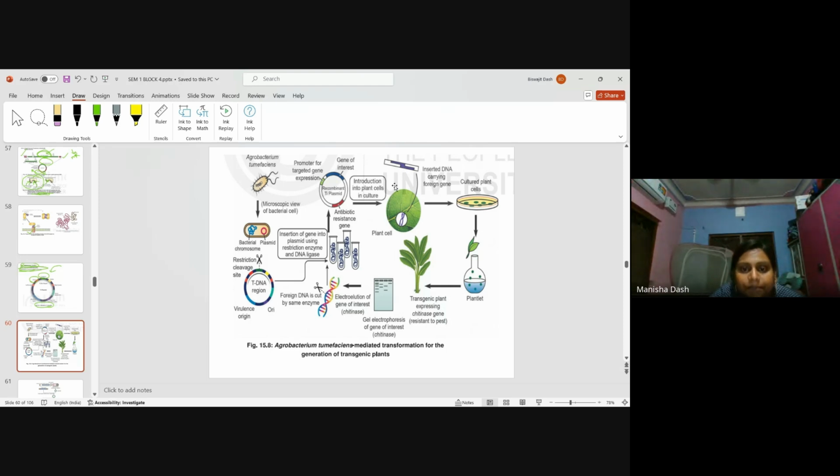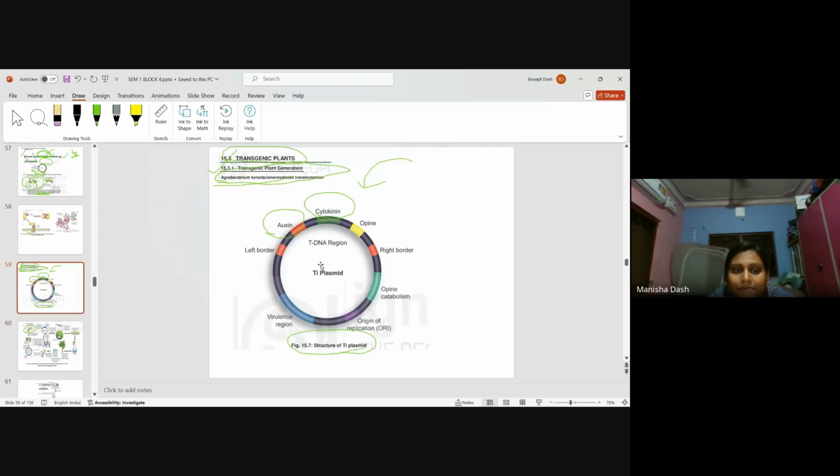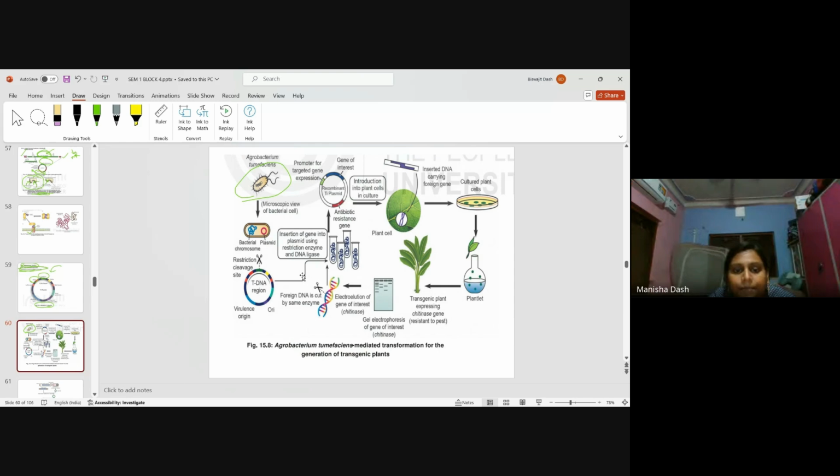So how exactly the transgenic plant is created? This is the Agrobacterium tumefaciens. Okay. So this is the TI plasmid. This is actually the genomic DNA of the bacteria, and this is the plasmid of our interest. So this TI plasmid, it also contains different sites that can be digested by the restriction endonuclease. So the tDNA, this is the virulence region. Virulence region means which is actually responsible for causing the disease in the plant.